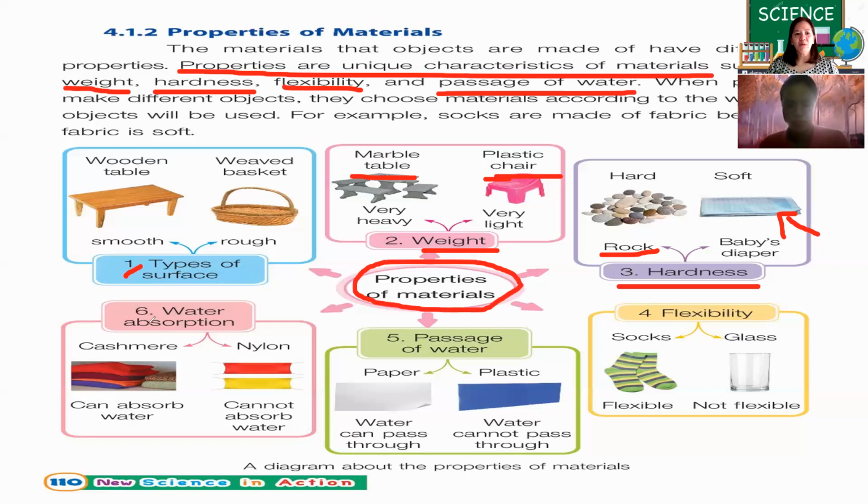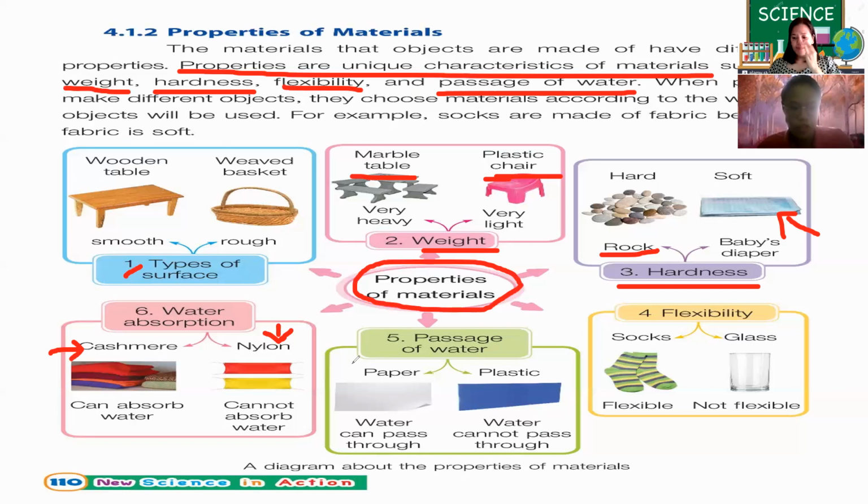Number 6, water absorption. We have the fabric here, cashmere fabric. This can absorb water. The water can pass through, can absorb. While the nylon, this is also a kind of fabric that is very rare, cannot absorb water. So these are 2 kinds of fabric, teacher. One is cashmere, the water can pass through and can absorb, while the nylon cannot absorb water.